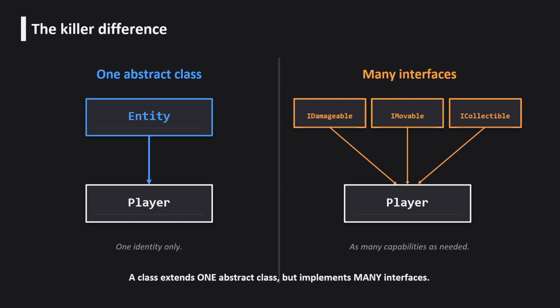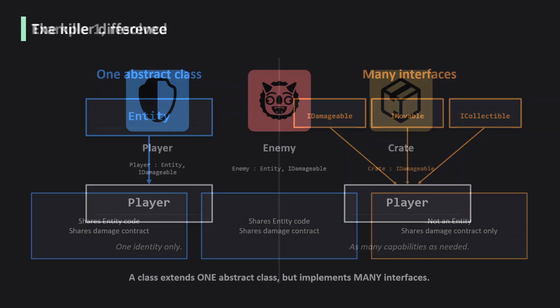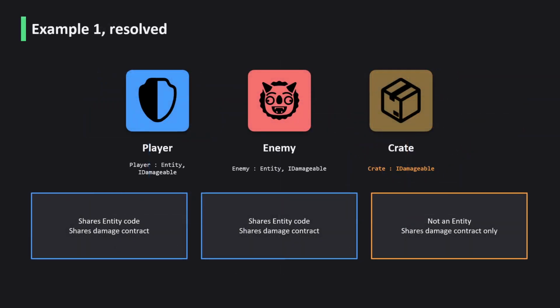So most real code bases use both for different jobs. Example 1 is resolved here. The original three objects were player, enemy, and crate. Here player and enemy both extend Entity and implement IDamageable. They share Entity's identity and code. They fulfill the damage contract.